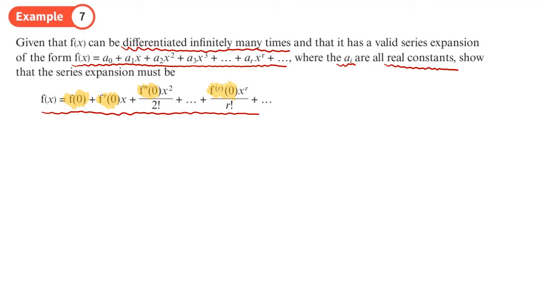What we're going to do then, we need to work out, well, what is f dash of x? We need to work that out, and then we need to work out what f dash of 0 is. We need to work out what f double dash of x is, and then work out what f double dash of 0 is. So we're going to have to differentiate our f of x.